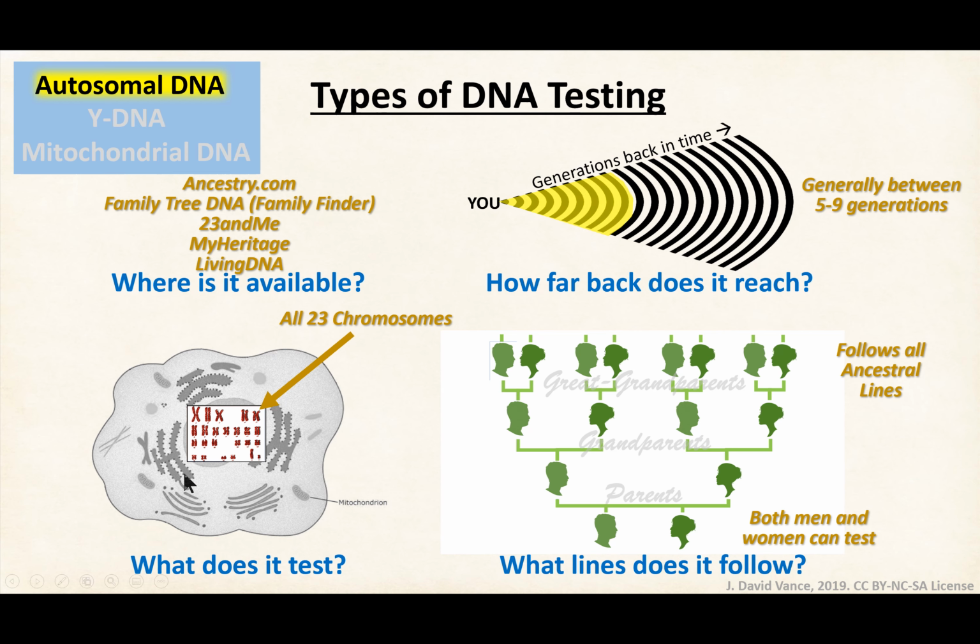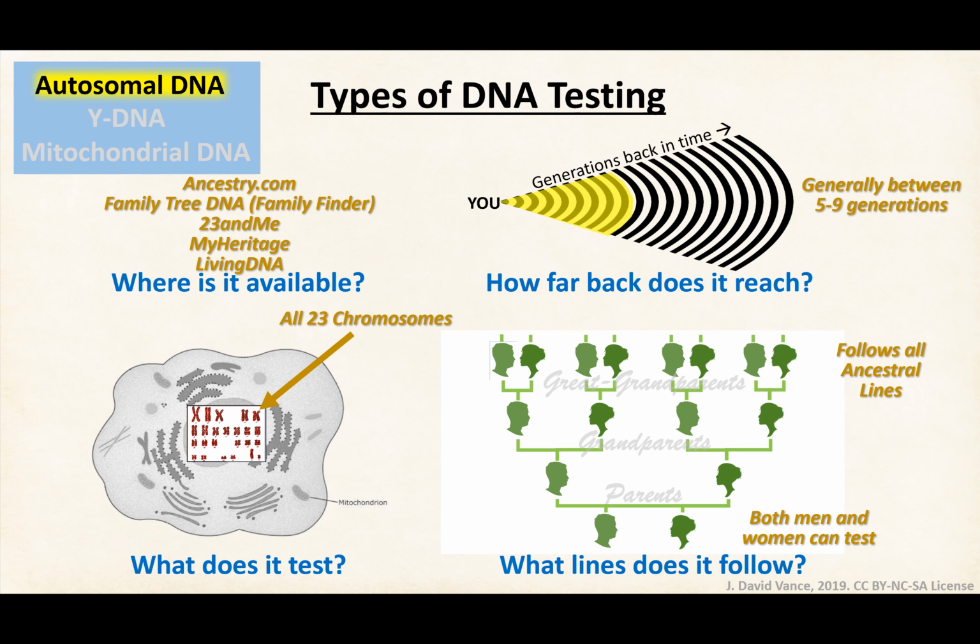My little model of the cell here shows that all of the 23 chromosomes that you have are tested. It covers all of them, the ones that are in the nucleus. And then it can follow all of your lines back. So there is work to do in order to separate out where your matches sit and who you're connected to on which lines. But both men and women can take this test. Unlike Y-DNA, it's available to either gender, and it follows all of your ancestral lines. So that's the general overview of autosomal DNA before we get started into the details.